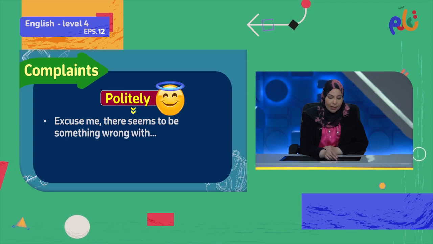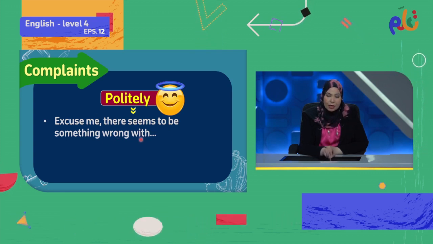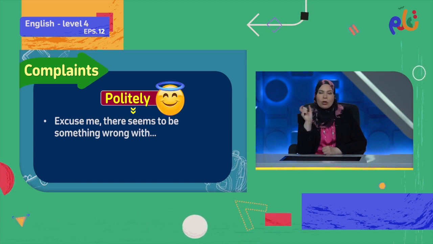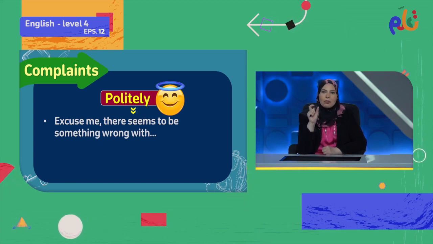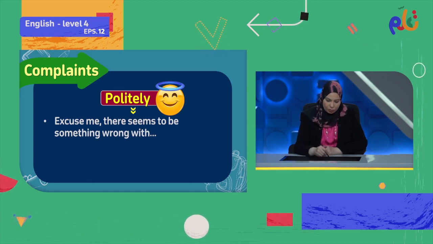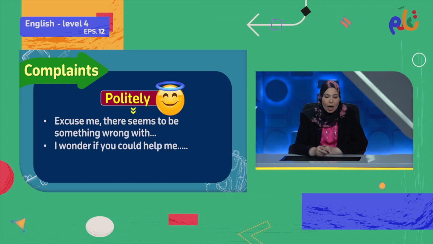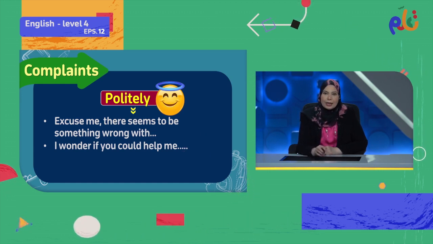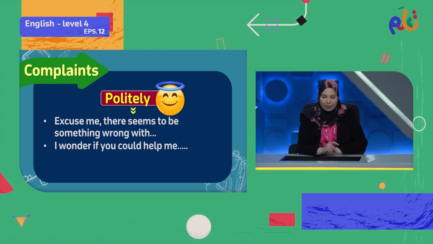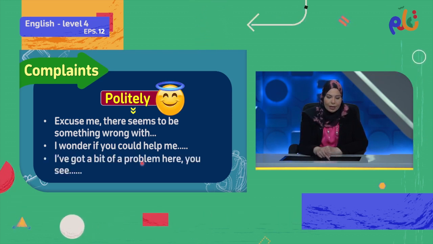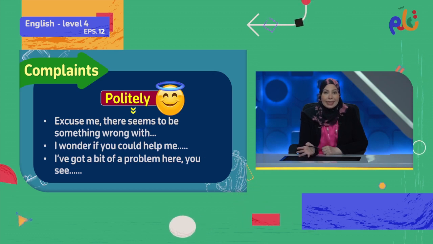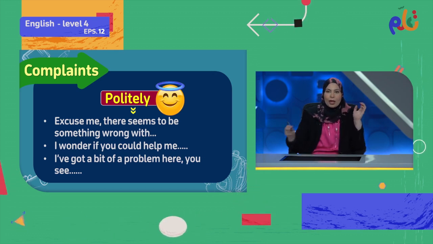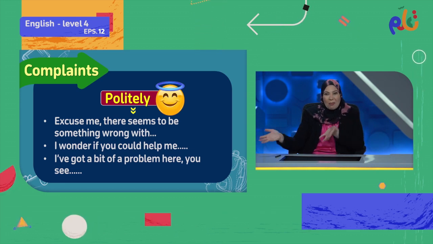Still talking about polite complaints, excuse me, there seems to be something wrong with, and then we put the noun. Something wrong with my dish, something wrong with my table, with my room. It's usually the noun. I wonder if you could help me, and then you say the sentence, I have a problem with blah, blah, blah. Or, I've got a bit of a problem here. You see, and then you put a complete sentence. Like, I've got a bit of a problem here. You see, my table is not clean enough. Or you see, my soup came and it was too salty. So after you see, you put a complete sentence.